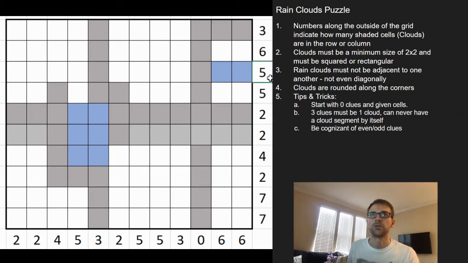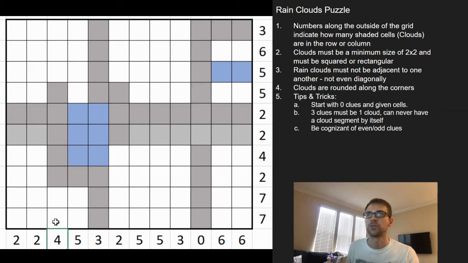And now this is an odd clue. This is 5. We already have 2. So we know 3 has to be together. So there has to be either 3 here, 3 there, 3 there, or 3 there. You couldn't have, say, 2 over here and 1 over here. Hopefully that makes sense.